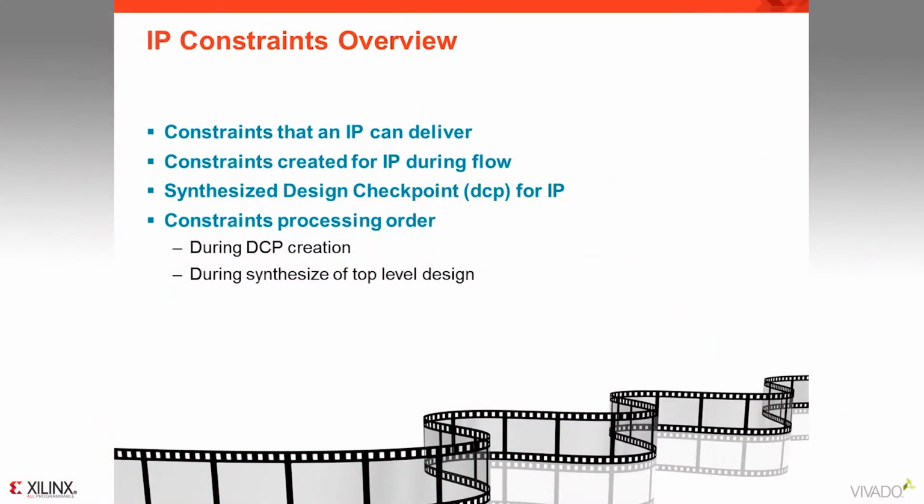Here's an overview of what I will cover in this video. I will describe the constraints that an IP can deliver. There are some constraint files that are created for the IP during the flow, which I will also go over. I will cover the synthesized design checkpoint that is by default created for most IP. I will also discuss the order in which constraints are processed. This will include what constraints are used during the DCP creation, as well as what constraints are used when synthesizing the top-level design, which has IP DCPs present.